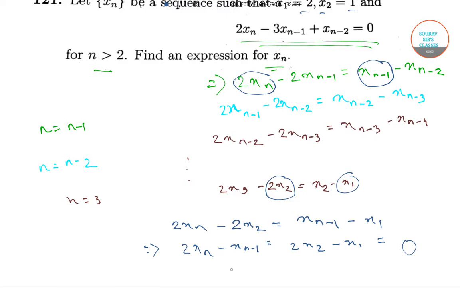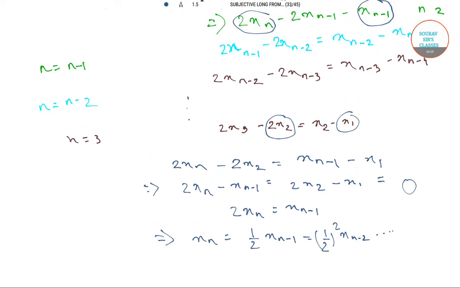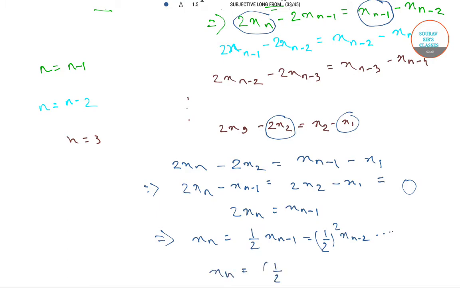So this implies 2xn is equal to x(n-1). This implies xn is equal to half x(n-1), which is equal to half squared x(n-2) and so on. So we have xn is equal to 1 by 2 raised to the power n minus 2.